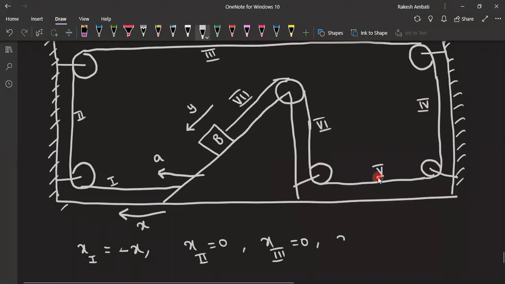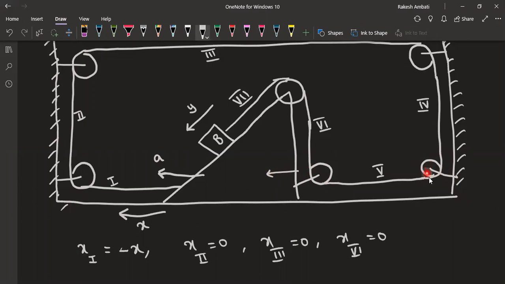So for the fourth segment, no change, so equal to 0. Then after, here the wedge is moving leftwards. If the wedge is moving leftwards, this pulley also moves leftwards. Why? Because this pulley is connected to the wedge. So if the wedge is moving leftwards, this pulley also moves leftwards.